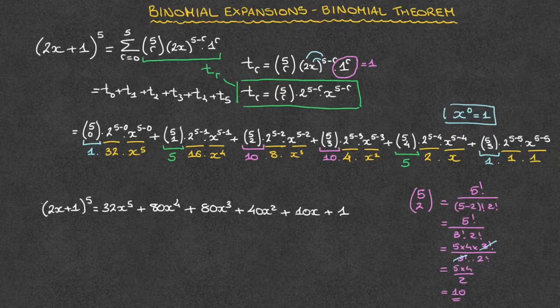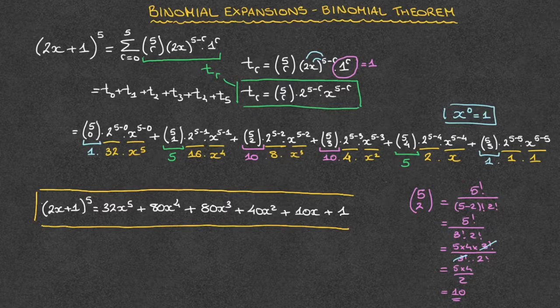And we're done. We've just written all of the terms in the expansion of 2x plus 1 raised to the power of 5 using the binomial expansion formula. In our next tutorial, we work through another example in which the x inside the pair of parentheses is raised to some power. So do make sure to watch it to learn how to deal with that.